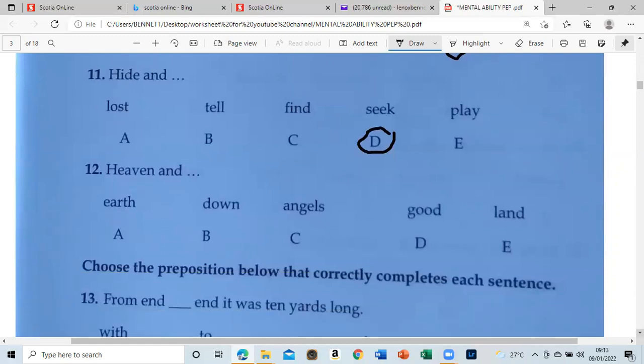Where would you hide? All right, number 12, heaven and earth, heaven and down, heaven and angels, heaven and good, heaven and land. And that is heaven and earth. Everybody wants to go to heaven. All right, so that brings us to the end of the first part.